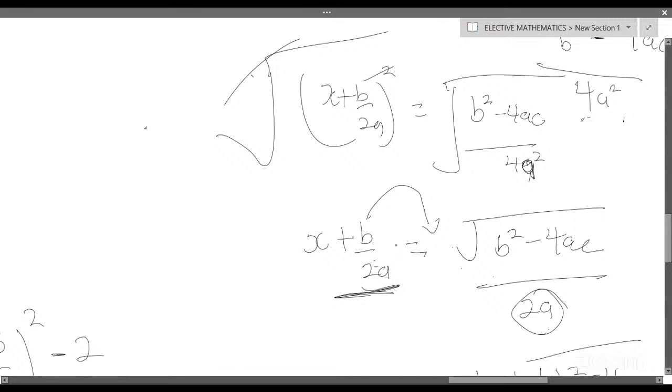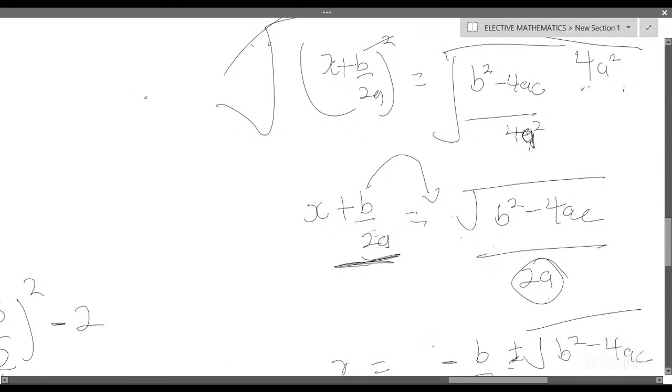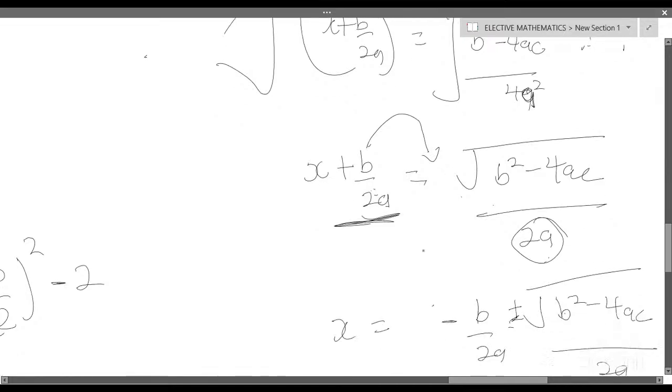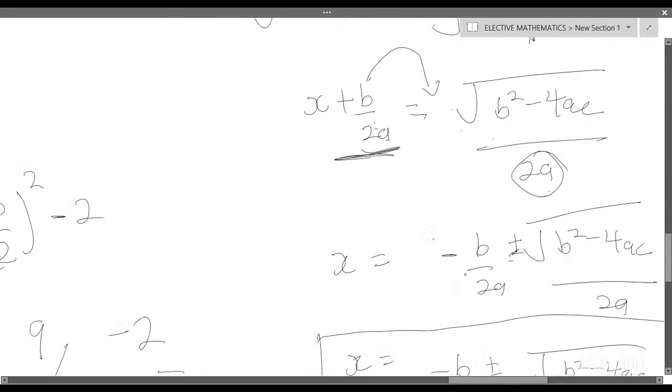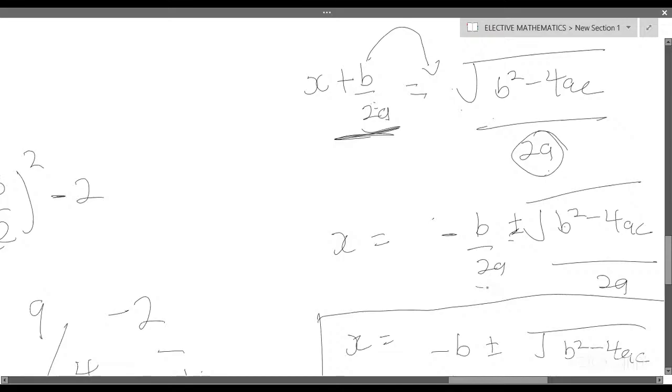I'm saying if I took the b over 2a across and I was given a question to find the value of x, will it work? Yeah, it'll work, because when you take it across, it becomes like this. But you can't just solve it straight away. You have to simplify this fraction.